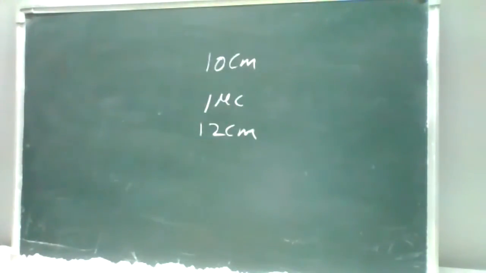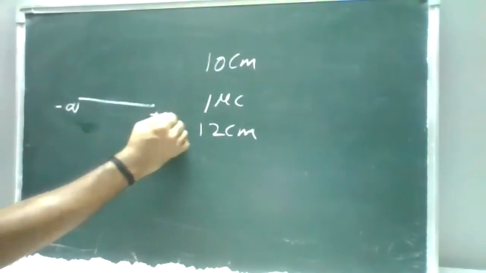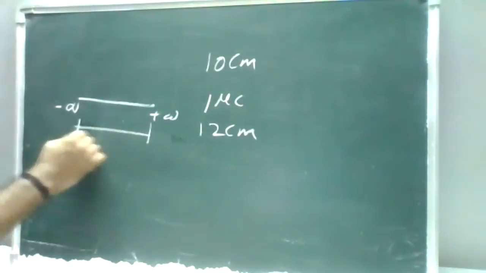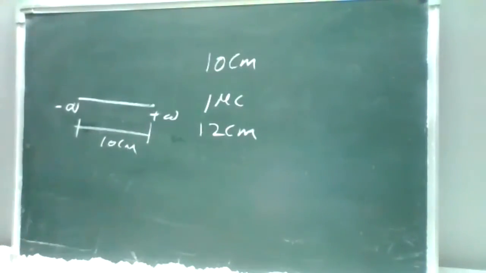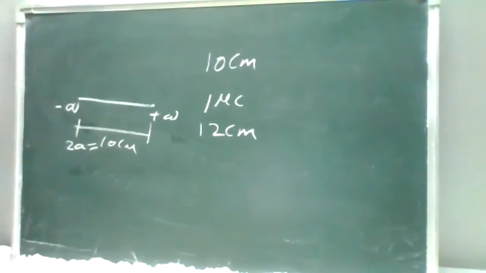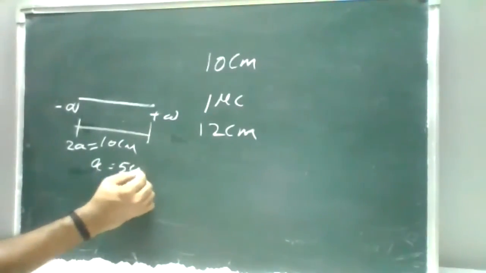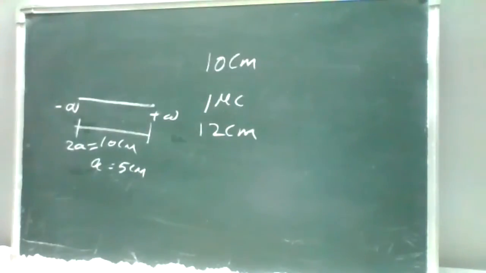So they have given the dipole length, which is the distance between the two charges, minus q and plus q. The distance between the two charges is 10 centimeters. That is 2a, because the total distance between the two charges is nothing but 2a. So a is equal to 5 centimeters. Now, in this dipole, there is a perpendicular point from the center.